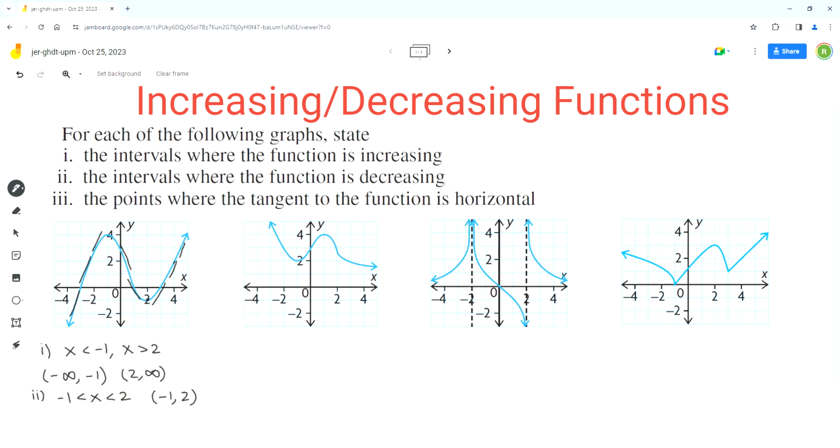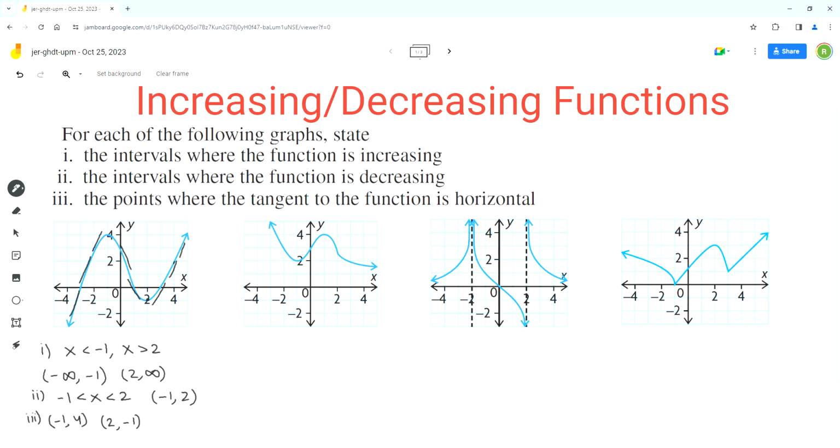Now we can find the points where the tangent to the function is horizontal, and those are the peaks and the valleys in the graph. So this graph has a peak at -1. That's the first point at which the tangent is horizontal. And the other point is the valley formed by this graph at 2, -1. So these are the 2 points at which the tangent is horizontal.